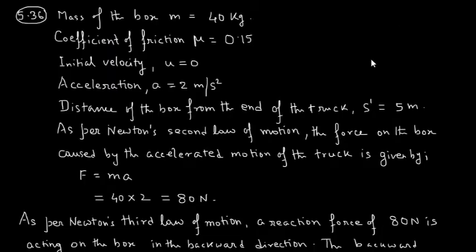So mass of the box m is equal to 40 kg, coefficient of friction mu is equal to 0.15, initial velocity u is equal to 0, acceleration a is equal to 2 meter per second square. Distance of the box from the end of the truck s dash is equal to 5 meter. As per Newton's second law of motion, the force on the box caused by accelerated motion of the truck is given by F is equal to ma. So putting the values of m and a, we get 40 into 2, that is 80 Newton.